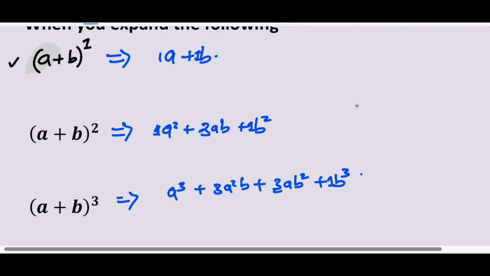If you arrange these coefficients, for the first expansion we are getting that the coefficients are 1 and 1. Then what about this? It is going to be 1, 2, 1. Then the next one, it is 1, 3, 3, 1. Where are these coefficients coming from?